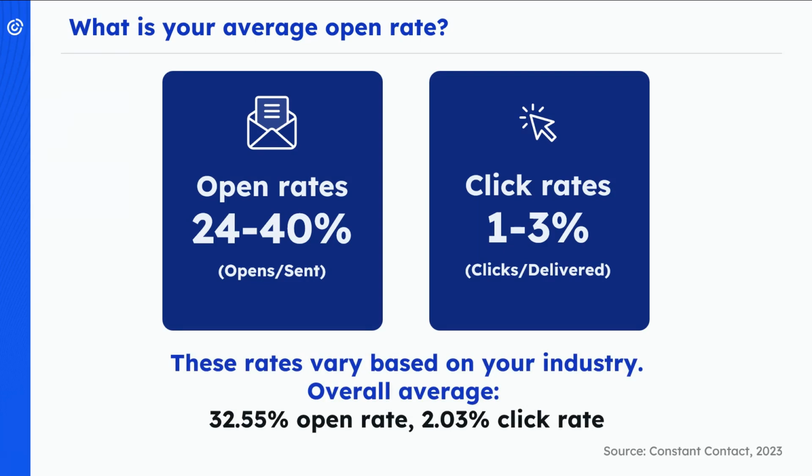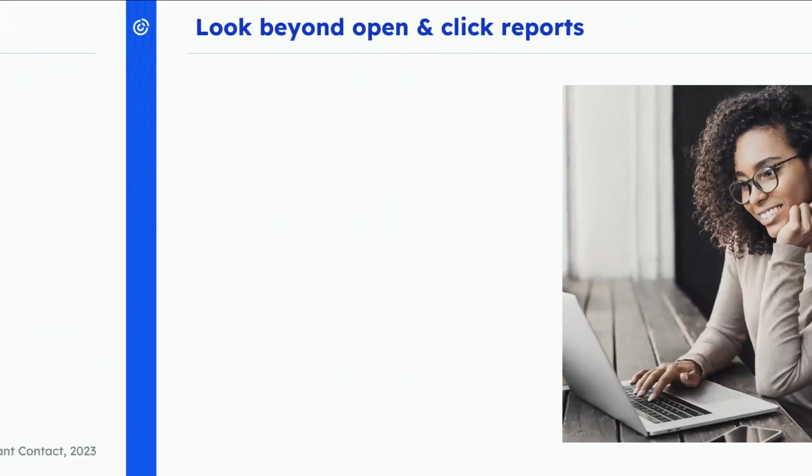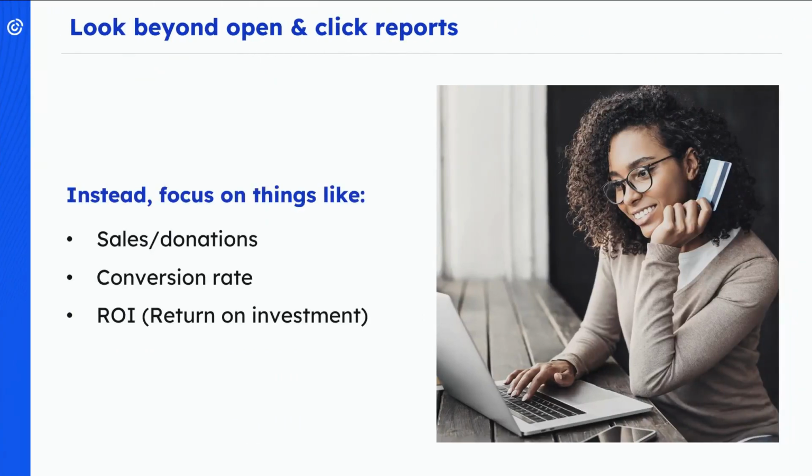These are general ranges, but keep in mind that these rates can vary based on your industry as well. An overall average across all industries is 32.55% for the open rate and 2.03% for the click rate. While opens and clicks are a good place to start in measuring success, it's important not to focus entirely on those two metrics alone. The open and click rates are just a starting point to understand the impact of email marketing on your business goals.